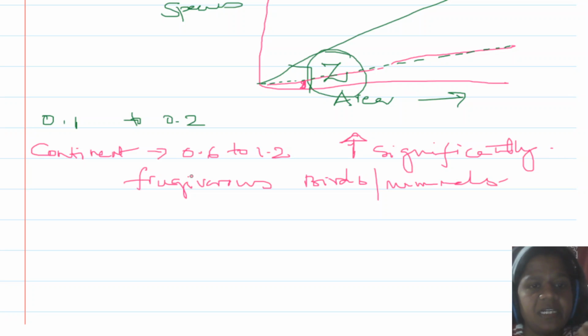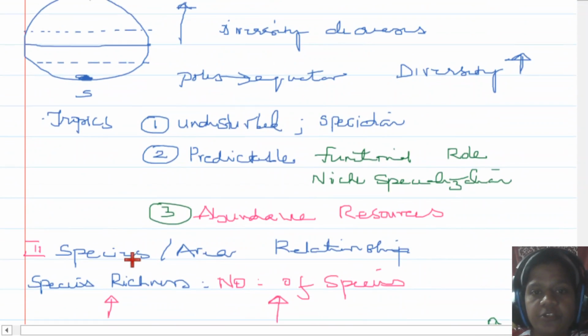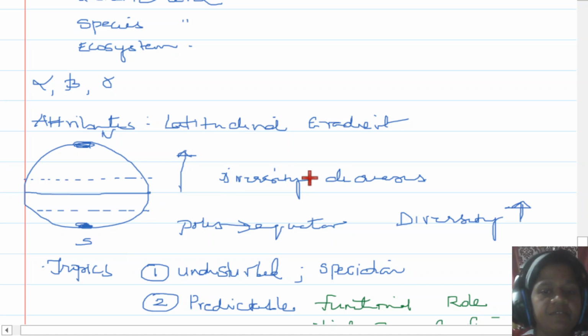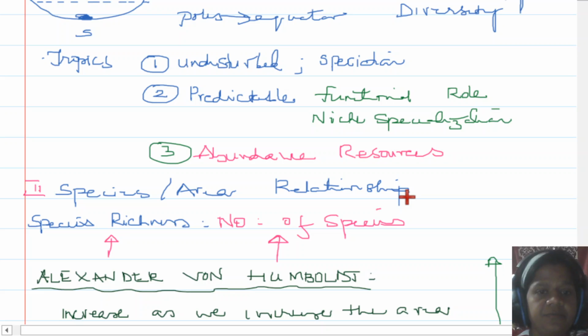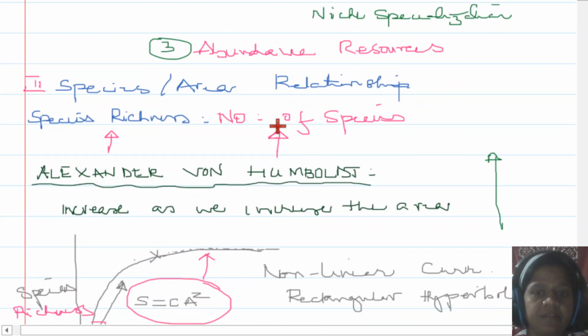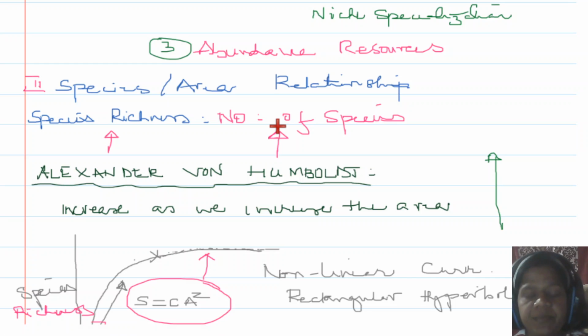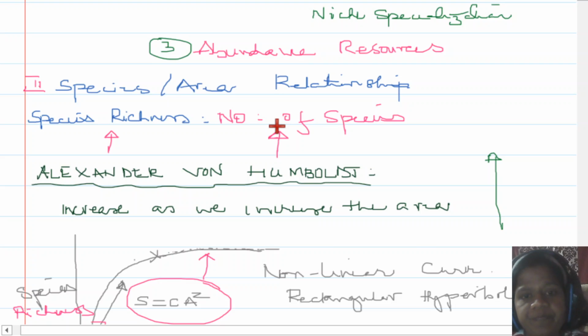So those are the two attributes that we've looked at when it comes to biodiversity. First is the latitudinal gradient. The second is the species richness. For the latitudinal gradient, as we move up from the tropics to the poles, the diversity decreases or vice versa. The richness of the tropics is due to the undisturbed environment, the predictable environment, and an abundance of resources. That's why we find more species in the tropics than in the temperate zones or in the poles.